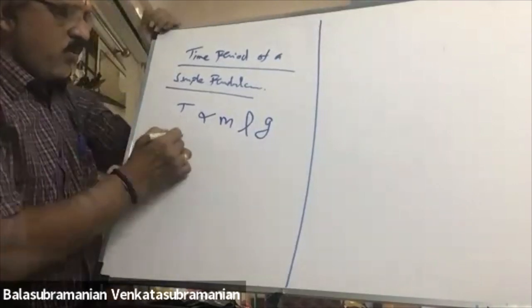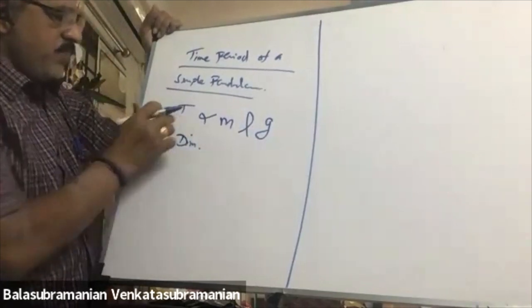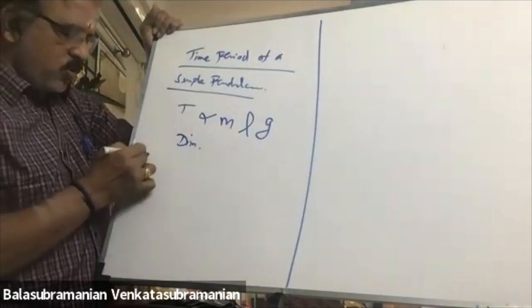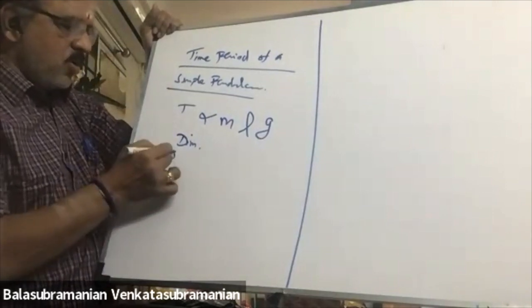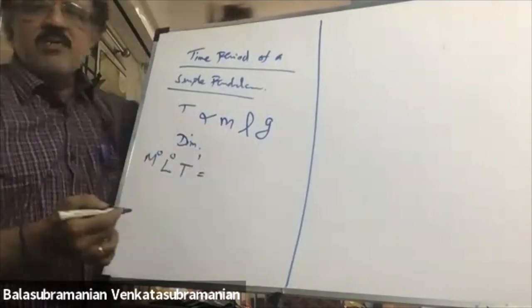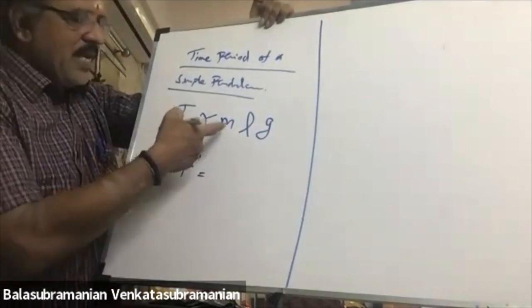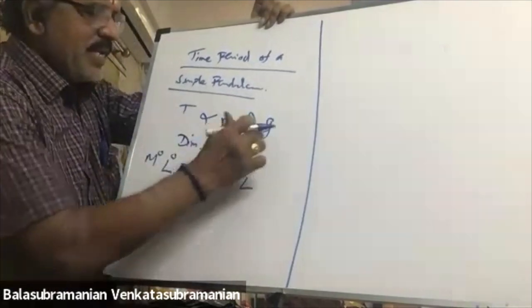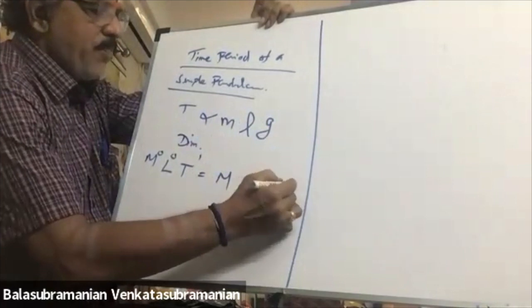Dimensional method. Okay, you check dimensionally. No mass is there. This is time period. So no mass, M power 0. No length, L power 0. We have time, T power 1. M, capital M. Length, capital L. G, LT power minus 2.